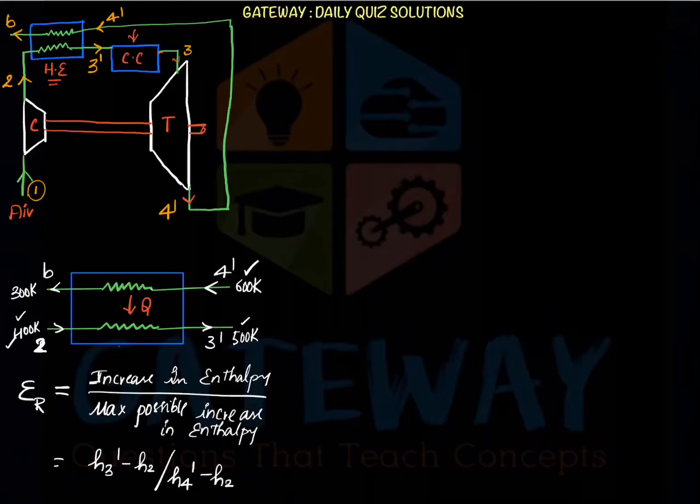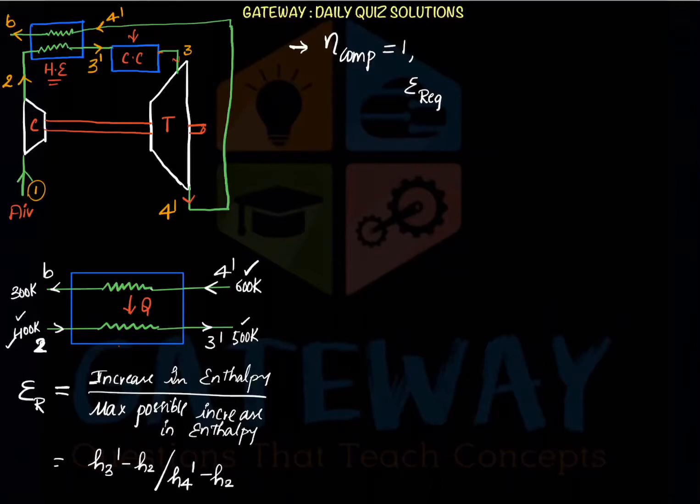This is the efficiency of this regenerator. So now we'll go into the solution to the question. Now everything is all about calculation. This will be very easy now. If the efficiency of the compressor is not given in the question, then we'll assume it as 1. Nothing is mentioned in the question, so we'll take it as 1.